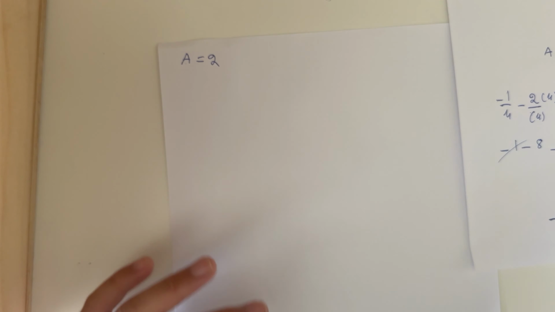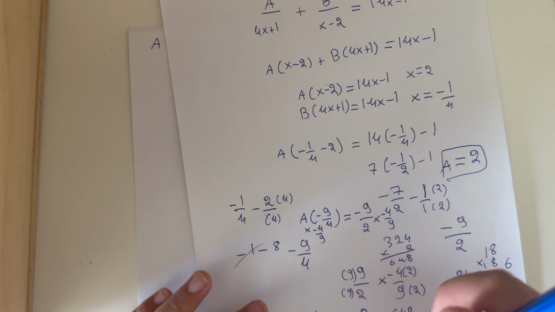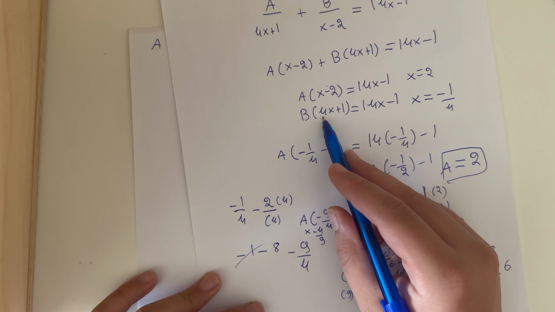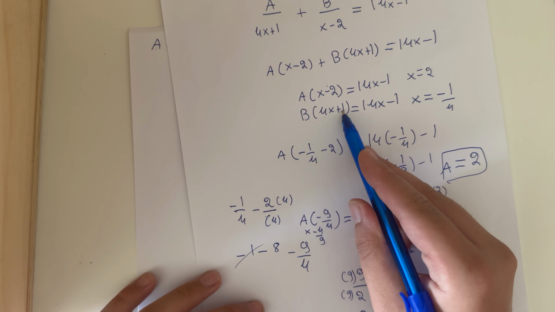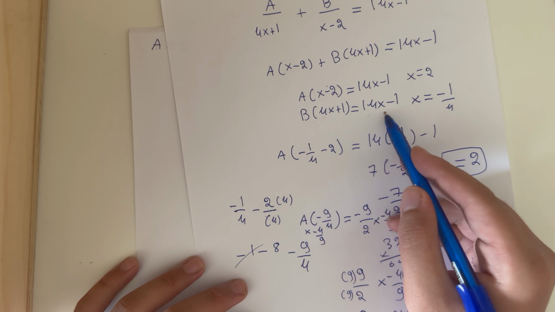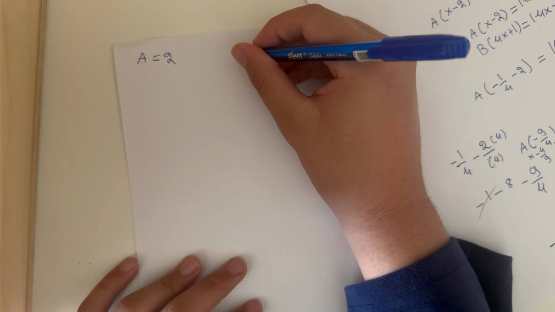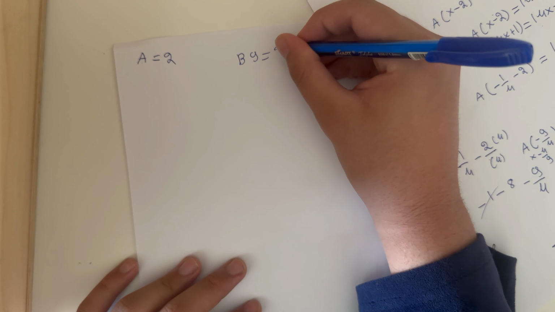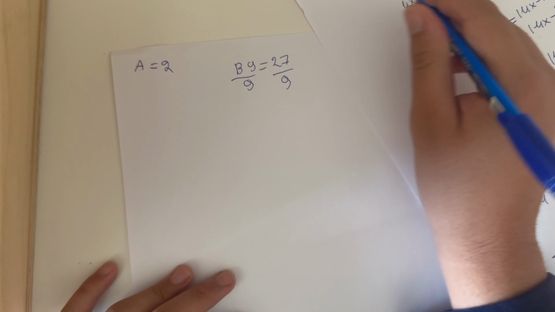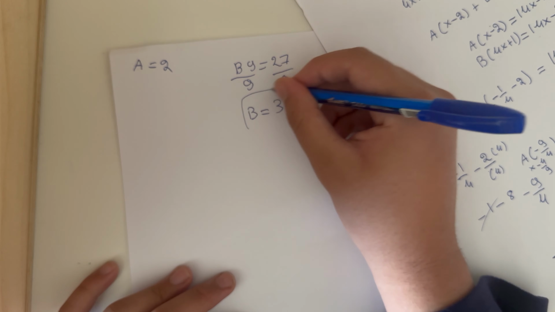And now we're going to go ahead and solve for B. So the way I'm going to do that is, you recall we have 2 here, so I'm going to plug in 2. So we have 4 times 2, which is 8, plus 1. We have B times 9. And we have 14 times 2, which is 28, minus 1 is 27. So we have B times 9 is equal to 27. We'll just divide both sides by 9. 9 times 3 is 27, so this is going to be 3, so B is equal to 3.